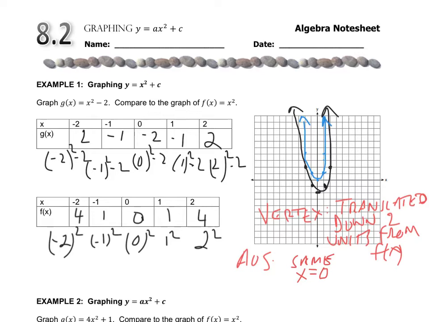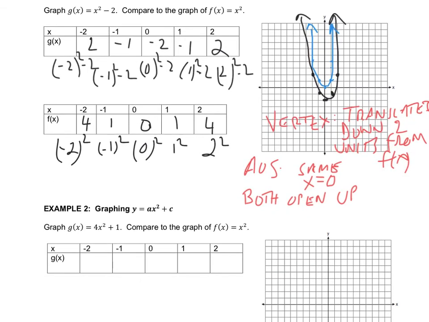Now, in this case, again, they are both opening up. And the one last thing we might want to mention about them is that they do have, in this case, the same width. They both have that 1 in the front. They are opening up at the same width.